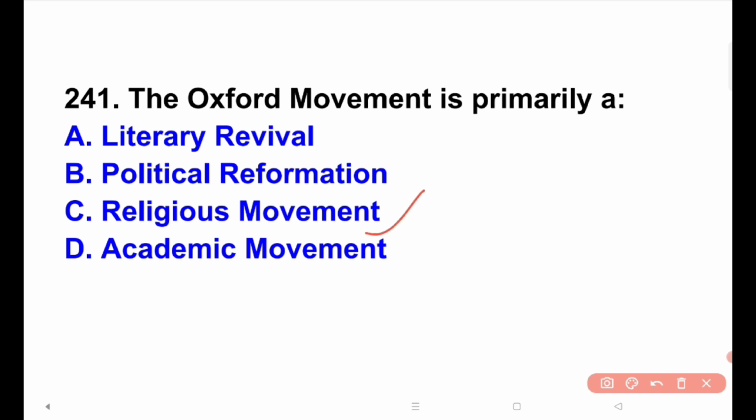When? 1833 to 1845, not 4. The Oxford movement, 1833 to 1845, was rooted in an Anglican church aiming to restore Catholic principles and spiritual integrity. Literary revival, although it had literary impact, its core was religious and political reformation, not directly tied to the politics.